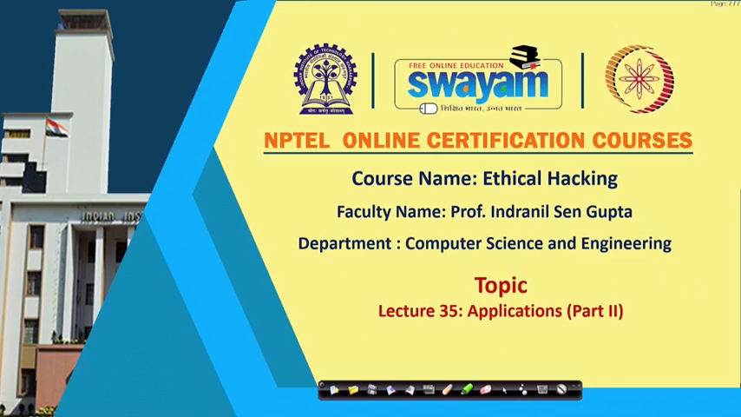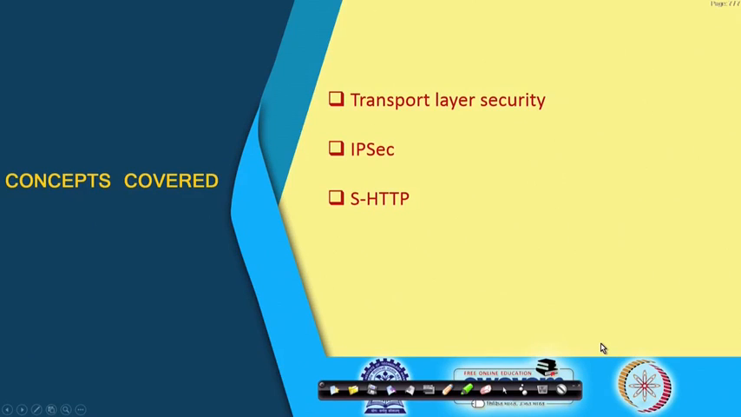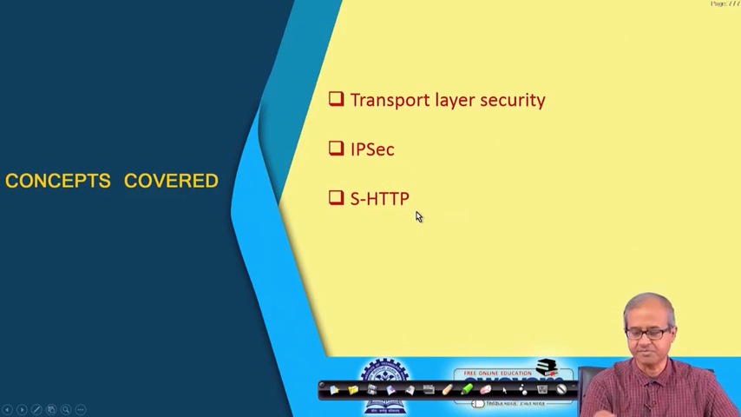We continue with our discussion on applications of cryptographic primitives to design security protocols. This is the second part of the applications lecture. Here we shall be talking very briefly about three different security protocols which are quite commonly used in the internet: transport layer security or TLS, IP security IPsec, and secure HTTP.